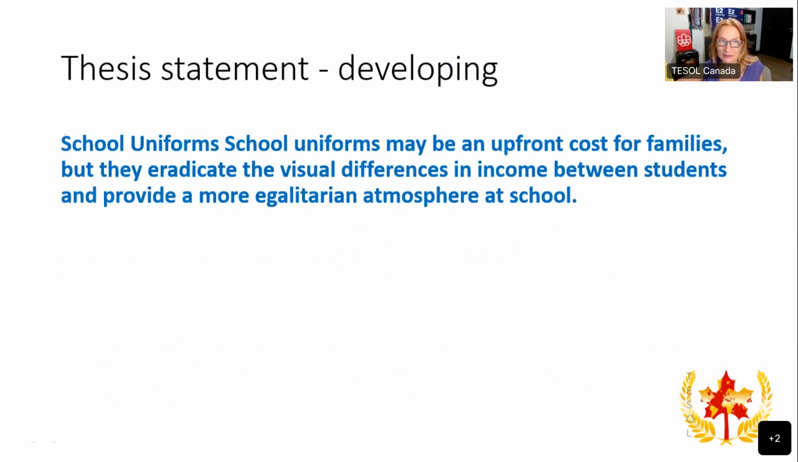So let's take one here. School uniforms may be an upfront cost for families, but they eradicate the visual differences in income between students and provide a more egalitarian atmosphere at school. So this is a thesis statement. Now, based on this, I'm going to bring evidence. Once again, I'm going to use social theory as backup, social discrimination. There's a lot of material here to support my thesis.